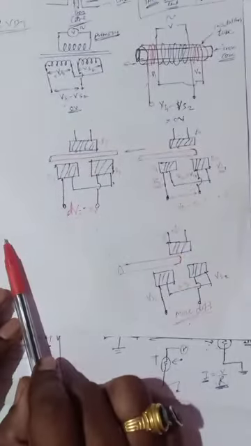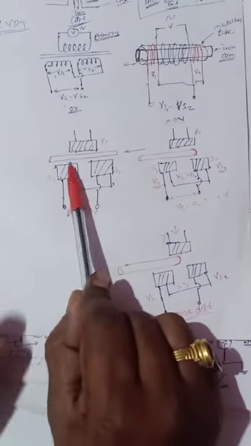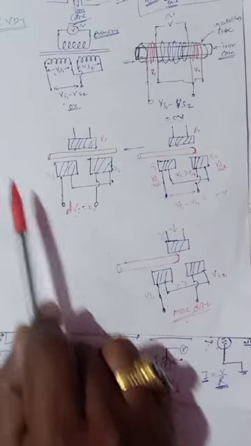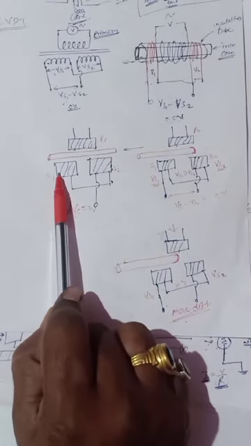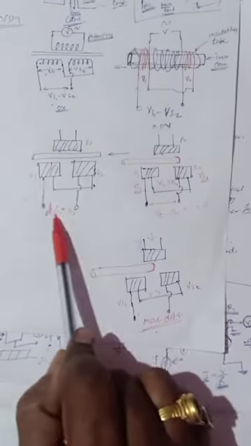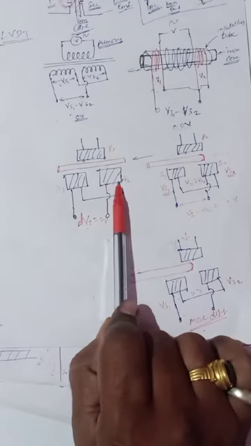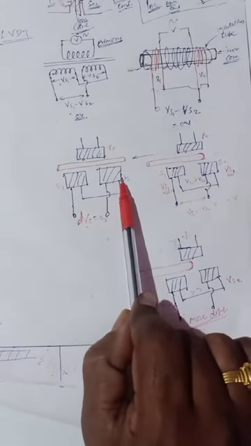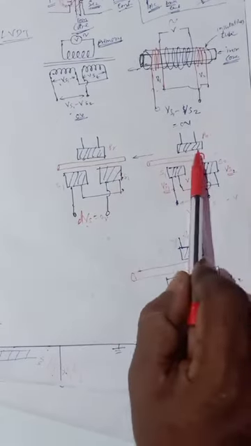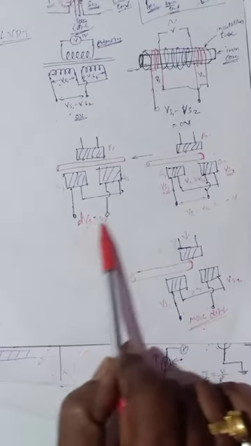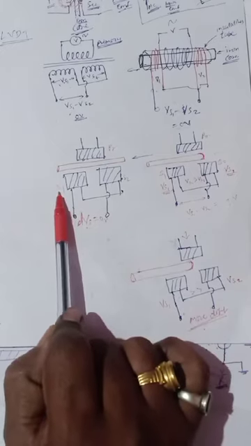A linear variable differential transformer. Just by moving this rod, we get the difference voltage. If we move this rod to this side, we get the voltage which is in phase with secondary one. If we move this rod to the right side, we get the difference voltage which is in phase with secondary 2. If we move on this side, this voltage goes on increasing, and the same on the other side.